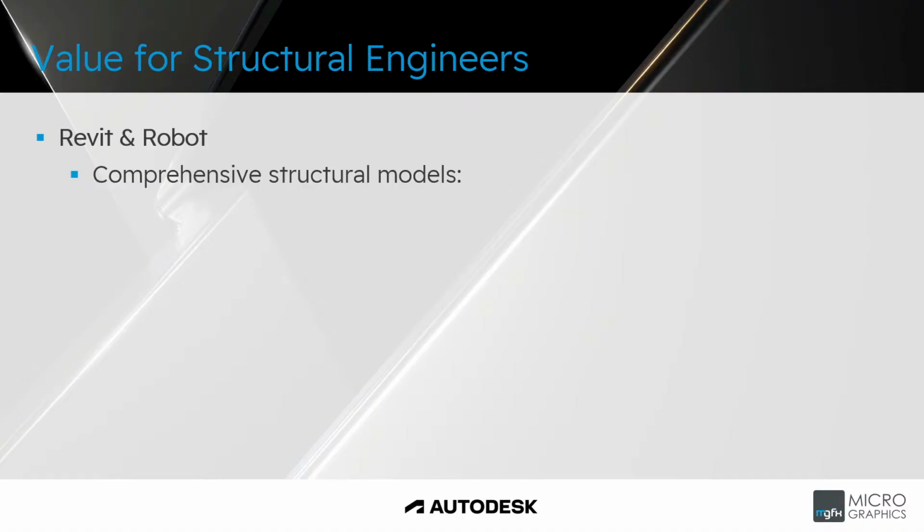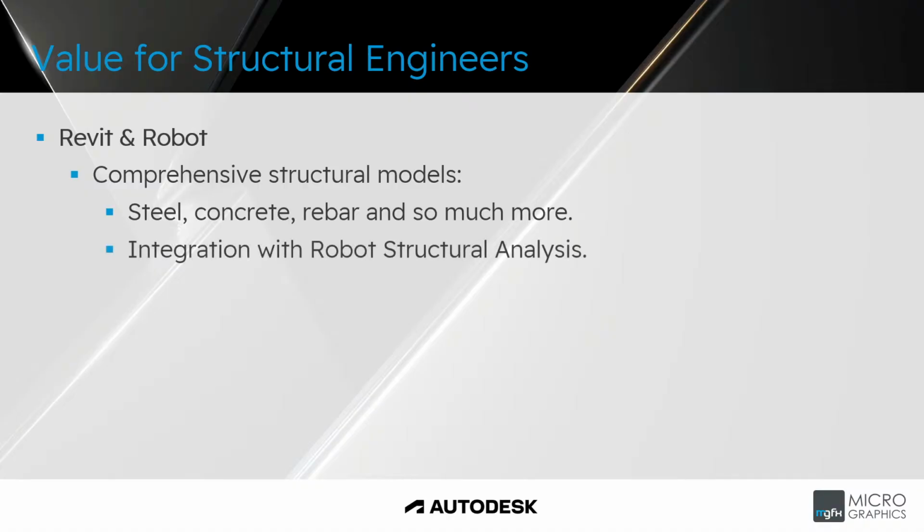Okay, so with this, you can model an incredibly vast range of structural models. Essentially, I would say unlimited, but I say that tongue in cheek. So in Revit, you can model steel structures, concrete, rebar, and so much more. You can look at your timber, etc. Basically, if you can create a family for it, you can model it, right? Then you have your integration with Robot Structural Analysis, like I mentioned, for your analysis and design.